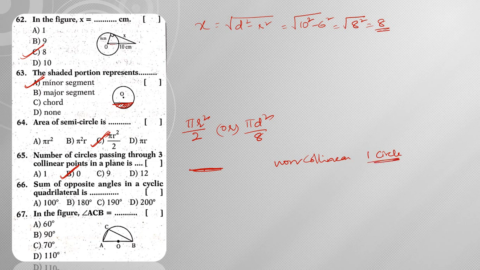Next, sum of opposite angles in a cyclic quadrilateral is? In a cyclic quadrilateral, the sum of opposite angles is nothing but 180 degrees. Next, in the figure, angle ACB is equal to? Here you can clearly see that AB is the diameter and this is a semicircle. This angle is nothing but the angle in a semicircle, and the angle in a semicircle is always a right angle, or 90 degrees.